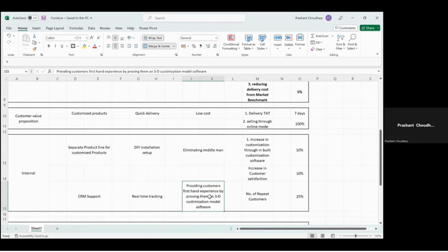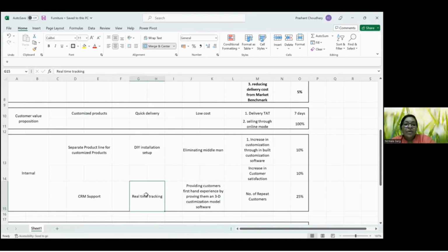We have mentioned CRM support, 3D modeling softwares. We also talked about a customization model, real-time tracking and CRM support. Okay, CRM support. Based on these aspects, we have defined some. One second. Yeah, I'm getting this.